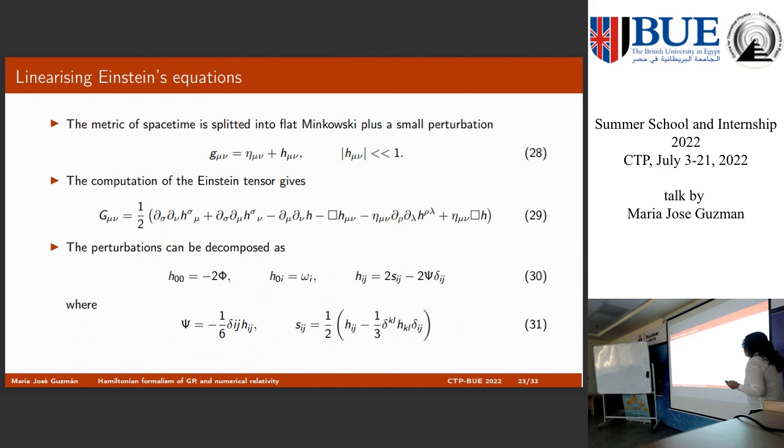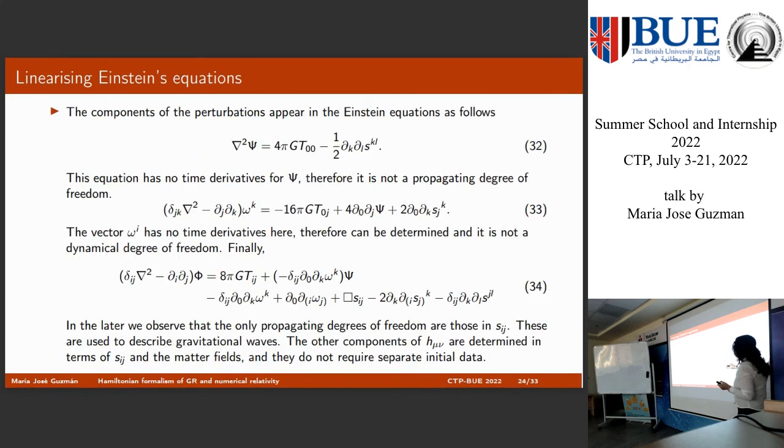All the other ones that you consider, these are like scalar perturbation, vector perturbation, another scalar perturbation, you find that they don't have any dynamics from here. Yeah? This is a Laplacian, but in space, not in time. So this does not propagate. It doesn't have any dynamics. You can solve it in terms of the matter content and the spatial derivatives of these tensor perturbations.